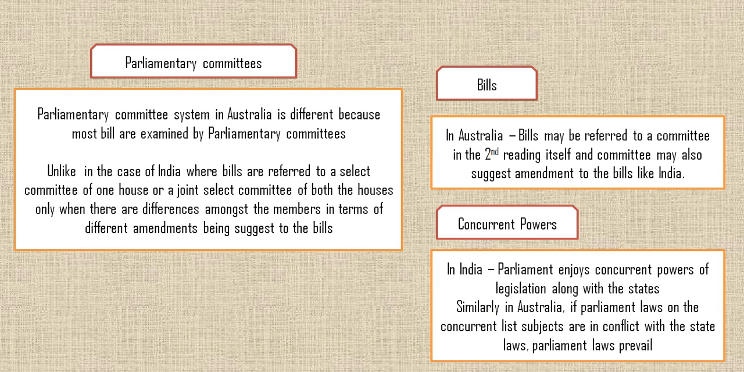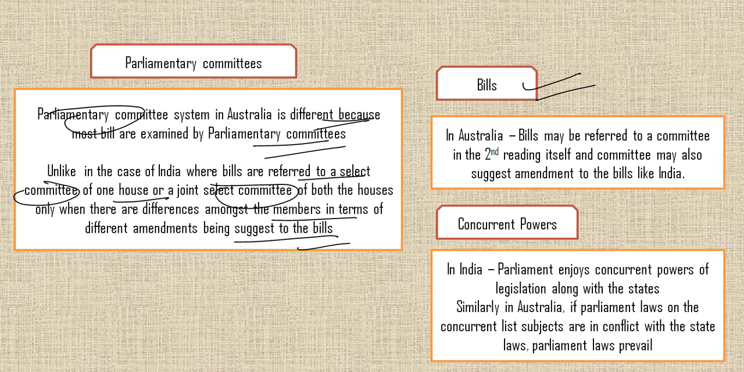In addition to that, the parliamentary committee system in Australia is different because most bills are examined by parliamentary committees, whereas in India the bills are referred to a select committee of one house or a joint select committee of both houses only when there are differences among the members in terms of different amendments being suggested to the bills. And with respect to the bills, in Australia the bills may be referred to a committee in the second reading itself, and the committee may also suggest amendments to the bills just like India.